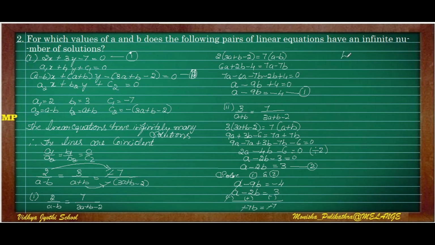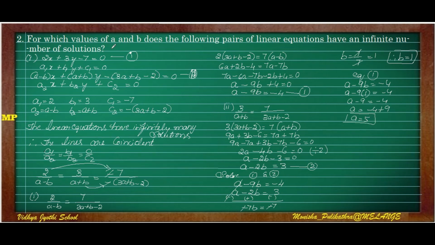Minus minus cancel. So b is equal to 7 divided by 7. So b is equal to 1. Therefore b is equal to 1. And this 1 we have to substitute in equation 1 or 2. I will be taking equation 1 here. So that is a minus 9b is equal to minus 4. So a minus 9 into 1 is equal to minus 4. A minus 9 is equal to minus 4. A is equal to minus 4 plus 9, that is a is equal to 5.